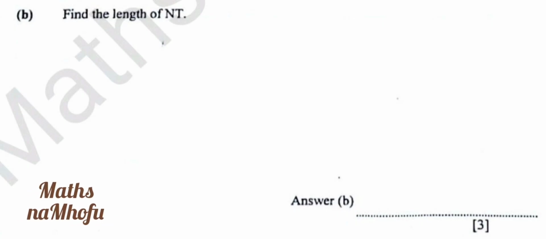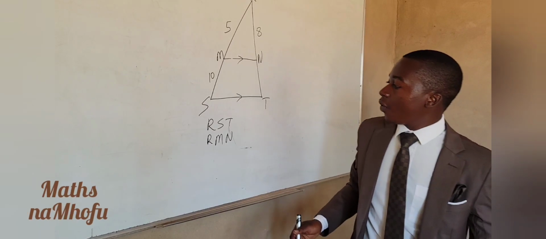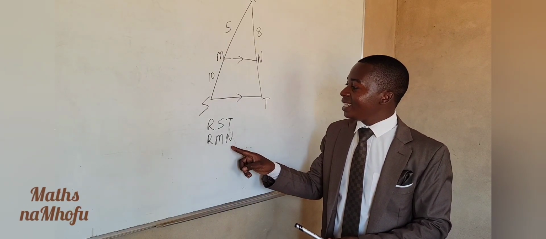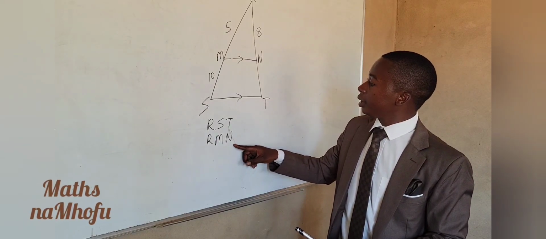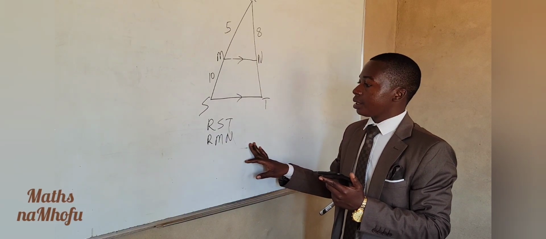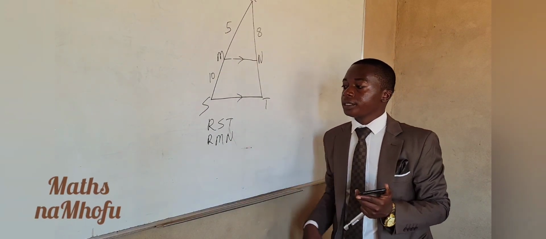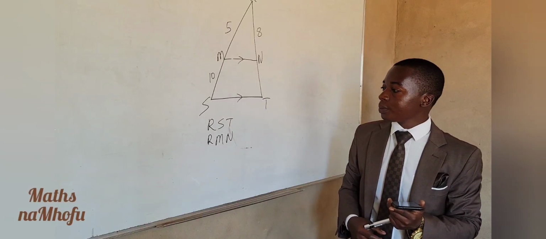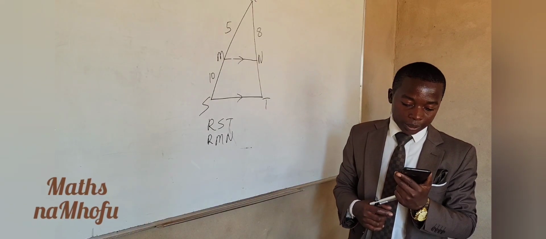Find the length NT. For us to find the length NT, where is NT? It is this one. That is the length we are asked to find. For us to find that length, we have to formulate the equations. Remember, there are certain equations that we are going to get because of this. We are going to split.